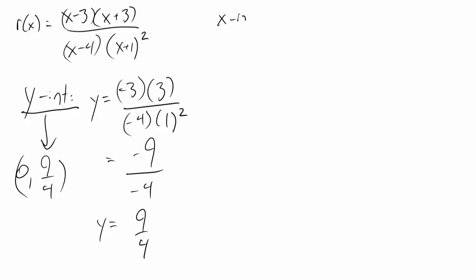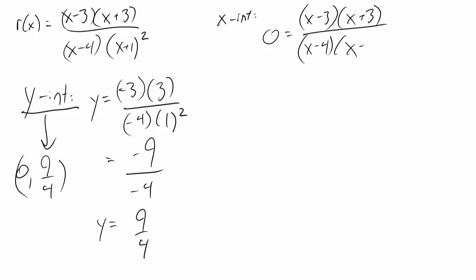For the x-intercepts, now we put a 0 in for y, and we solve for x. So we have an (x minus 3) in the top, times an (x plus 3), over (x minus 4) times (x plus 1) squared. Now for rational functions, finding an x-intercept can be kind of irritating. It's because there is a set of variables in the top and also ones in the bottom of the fraction, so that can be a bit confusing.